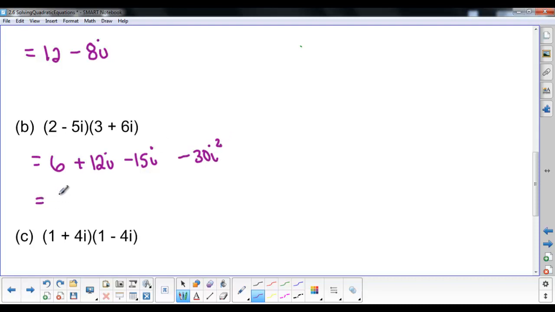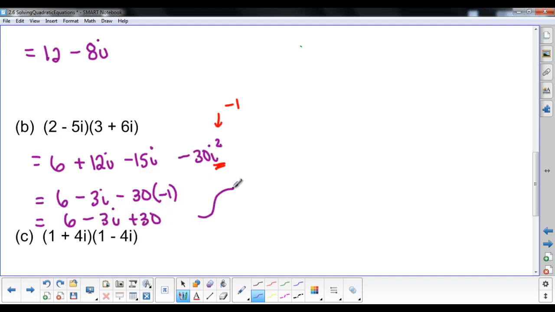So again, we'll collect like terms. 6 minus 3i minus 30, but remember what we said a few pages ago. i squared was equal to negative 1, so we are going to sub that in. So this ends up being negative 30 times negative 1. So what we end up with is 6 minus 3i plus 30. So final answer, after we collect like terms, would be 36 minus 3i.